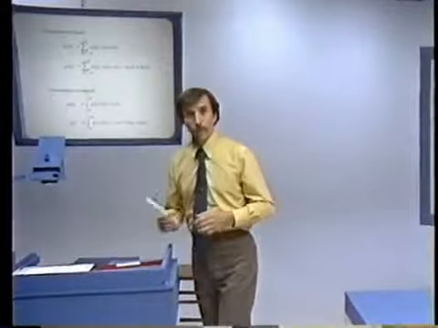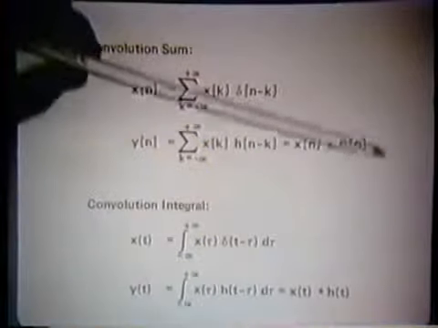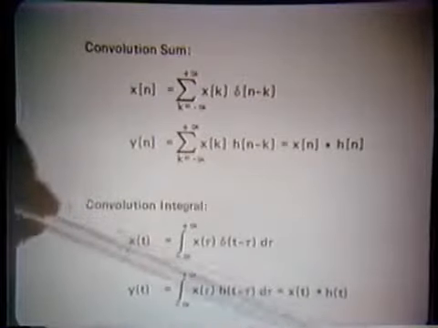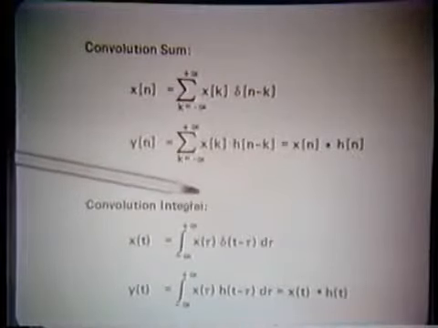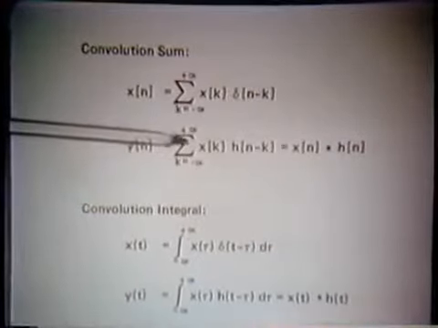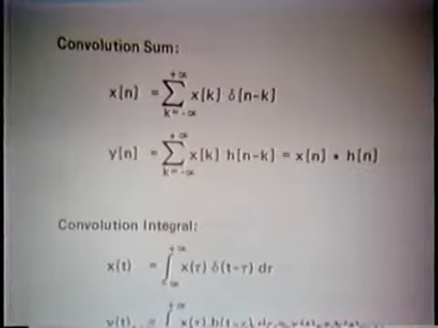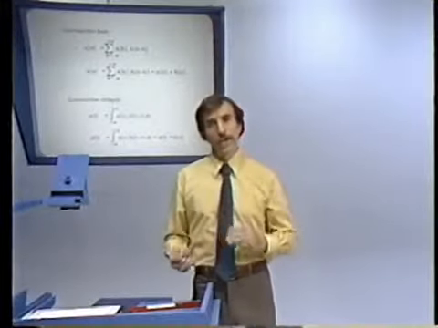Let me begin by reminding you of the basic result that we developed last time, which is the convolution sum in discrete time, as I indicate here, and the convolution integral in continuous time. And what the convolution sum or the convolution integral tells us is how to relate the output to the input and to the system impulse response. And the expression looks basically the same in continuous time and discrete time.